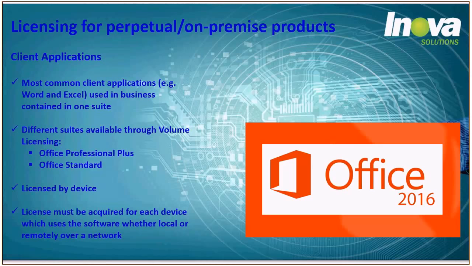Yes, it's licensed by device. And the license must be acquired for each device which uses the software, whether locally or remotely over a network. So you can't decide, okay, I'm going to try and cut costs and I'm not going to buy Office 2016 because these devices are going to connect remotely over a network and therefore I don't need a license. This is not correct. You need a license for each device that is using the software, whether it's on the local network or remotely over the network. There must be a license for it.